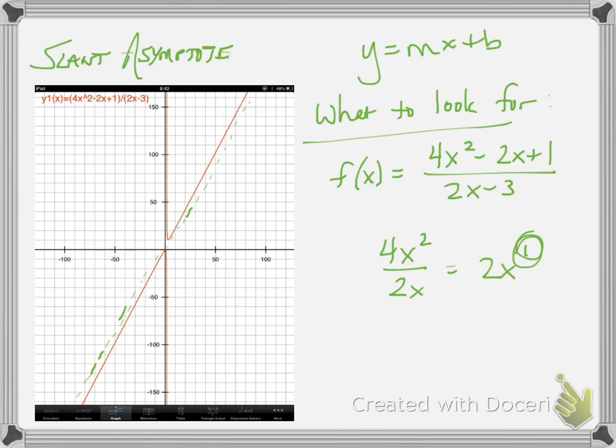But that's not really the slant asymptote. We have to go find that. So how do I do that? Well, the easy answer is we have to divide. And I think for most people, the easiest thing to do would be synthetic division, especially in a case where the bottom is linear. So let's take a look at how we would do that.